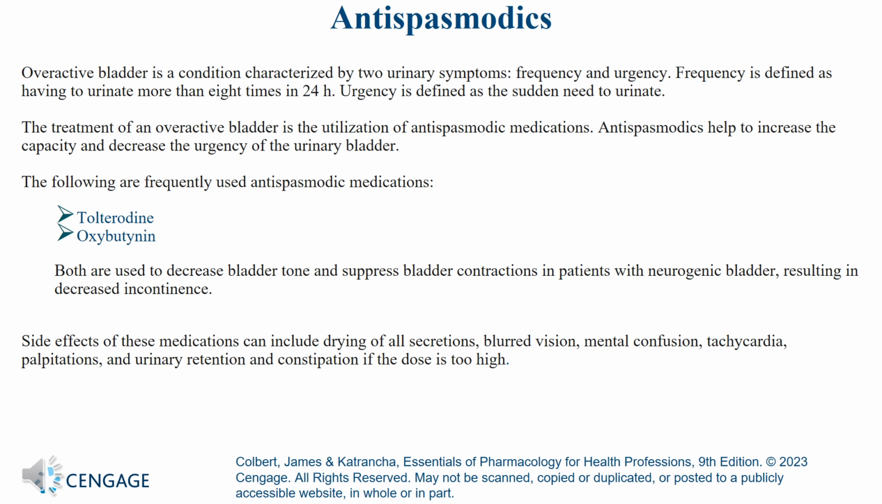Antispasmodics help to increase the capacity and decrease the urgency of the urinary bladder. The following are frequently used antispasmodic medications. Tolterodine and oxybutynin are both used to decrease bladder tone and suppress bladder contractions in patients with neurogenic bladder, resulting in decreased incontinence. Side effects of these medications can include drying of all secretions, blurred vision, mental confusion, tachycardia, palpitations, and urinary retention and constipation if the dose is too high.